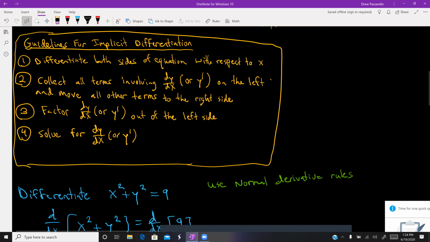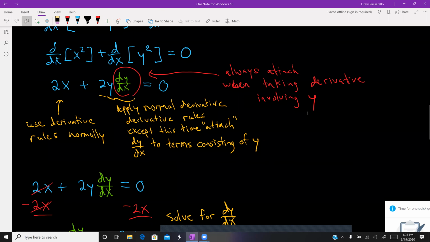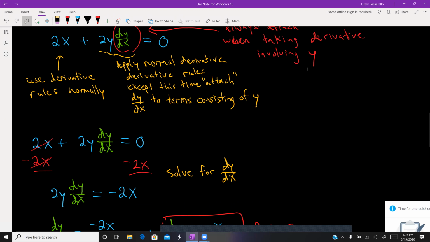Now I'm going to collect all the terms for dy/dx on the left and move all other terms to the right side. Well, there's only one term with dy/dx, it's the 2y part. So the other term, 2x, I bring to the right side, so I subtracted 2x from both sides. Then I have 2y times dy/dx equal to negative 2x. There's really no factoring out because we only have one term. So all I have to do is solve for dy/dx, and that means just get it by itself.